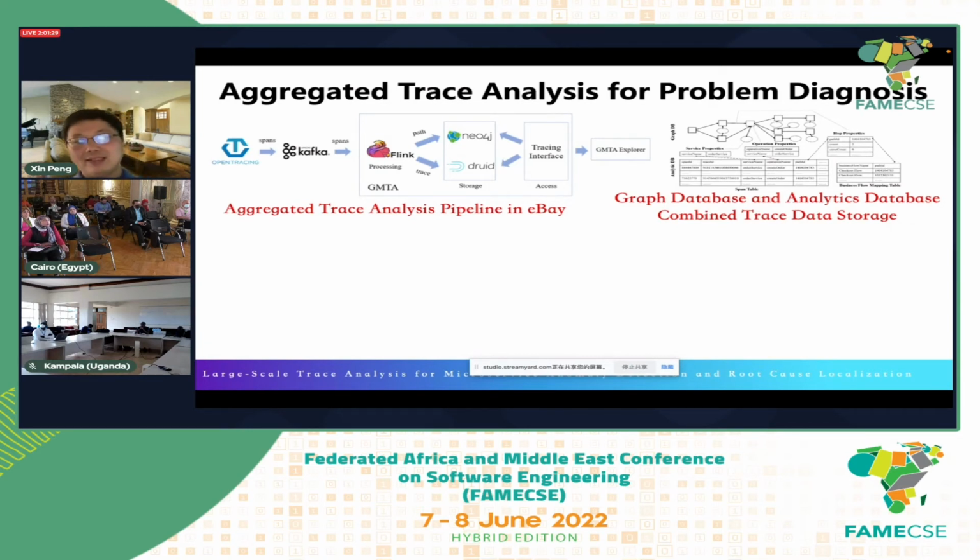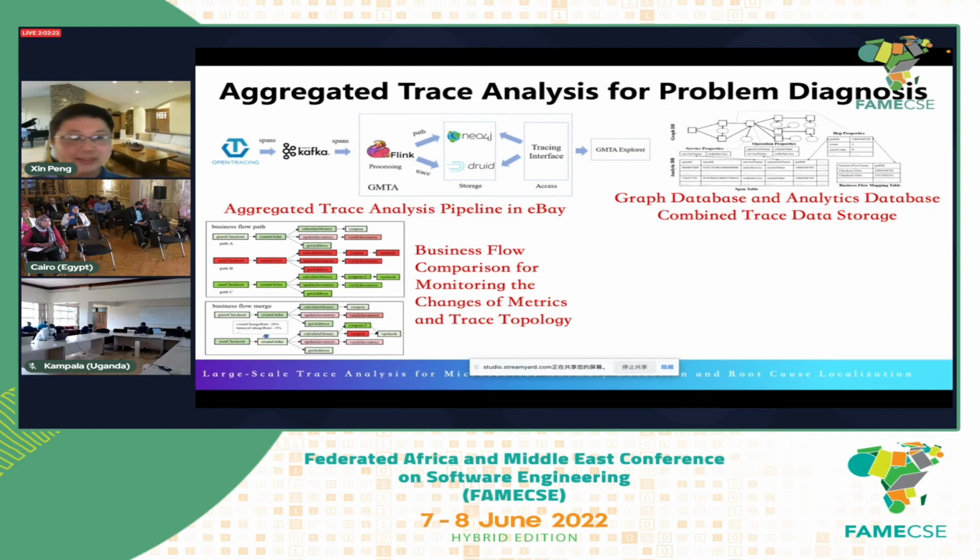But at the same time, we need to calculate some aggregated metrics. For this kind of calculation, an analytics database is very efficient. So we combine them together. That means we store the graph structures of the aggregated traces and the business flows in the graph database, that is Neo4j in our implementation. And at the same time, we use the trace ID and other IDs to make references to the corresponding record in the analytics database, that is Jude in our current implementation. So in this way, we can support the graph-based query and also the aggregation metrics at the same time.